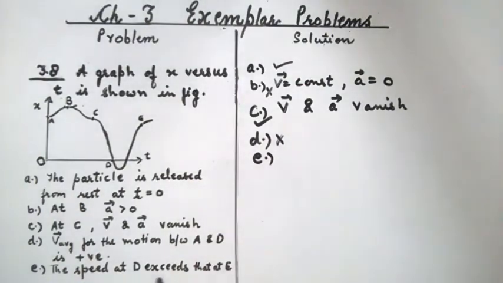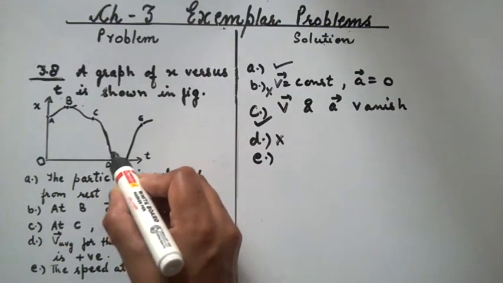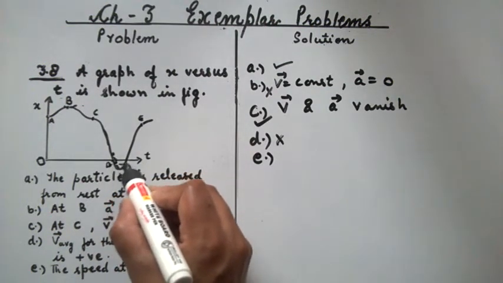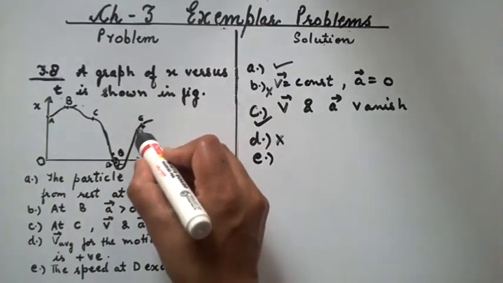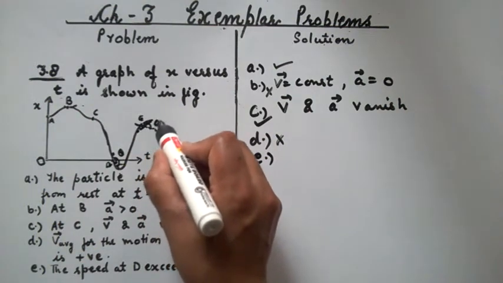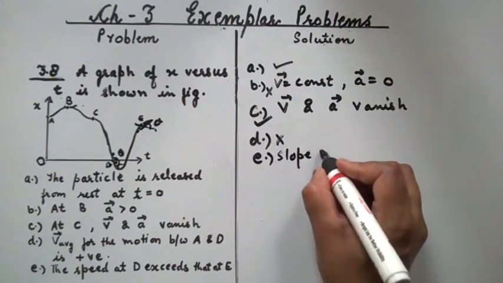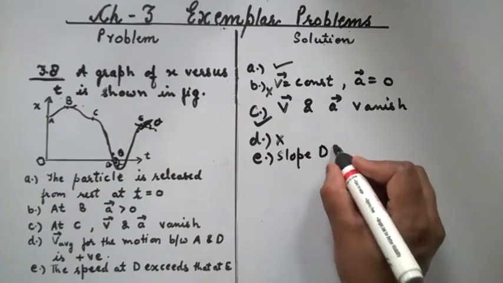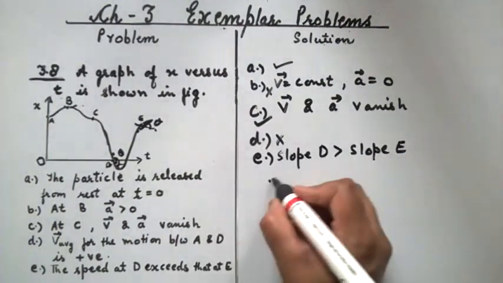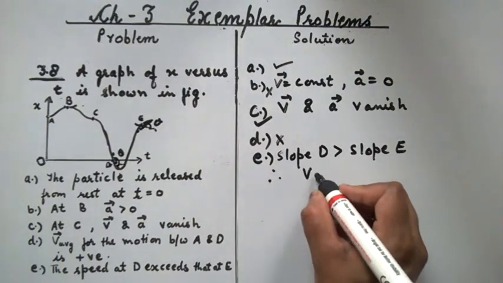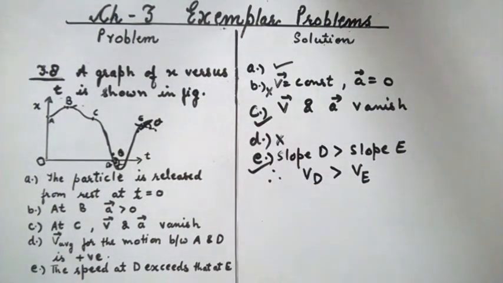The speed at D exceeds that at E. We can draw a tangent and find the slope. We find that the slope at D is greater than the slope drawn at B. Therefore we can say the slope at D is greater than the slope at B. Therefore the velocity or speed at D is greater than the speed at E. So this option is also a correct one.